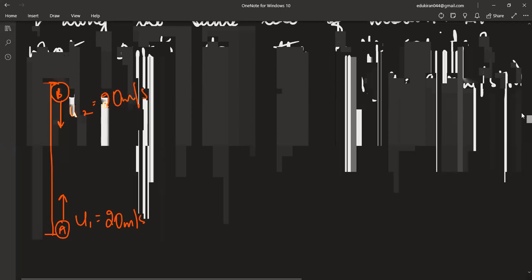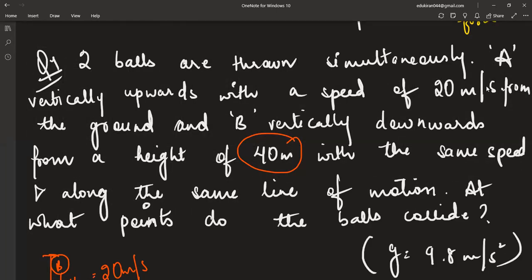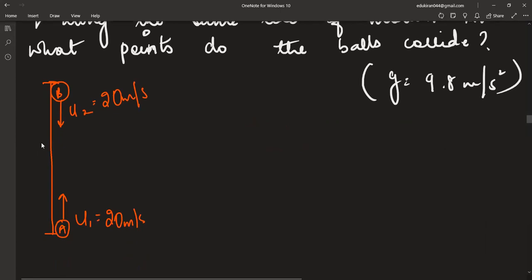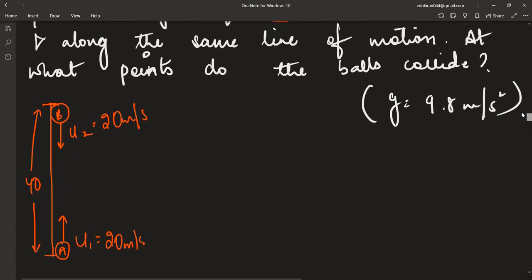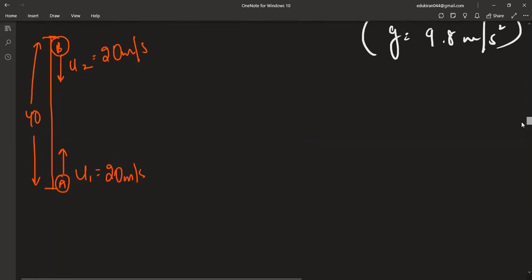And what is the height of the tower? It is given, from a height of 40 meters. So the speed of A is 20 meters per second, the same speed of B is 20 meters per second, vertically upwards and vertically downwards from a height of 40 meters. So this entire separation is 40. And along the same line of motion, at what point do the balls collide?